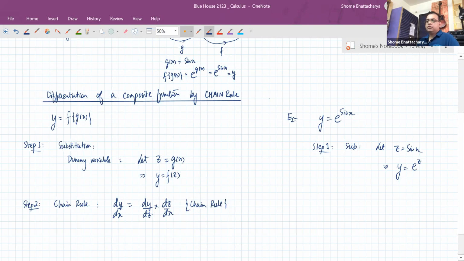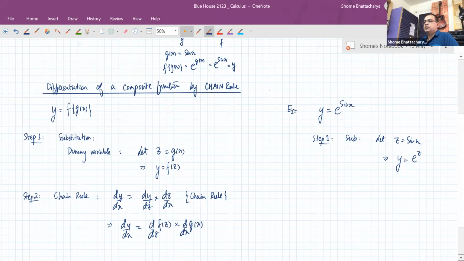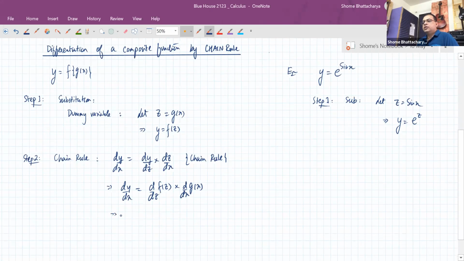This you can see is the chain rule step itself. Okay. So now let's implement this step. So we get dy by dz will be differentiation with respect to z of f(z) multiplied with differentiation with respect to x of g(x). So we can write this as derivative of f applied to z with derivative of x. So in this particular example that we have taken, this step will now become like this.